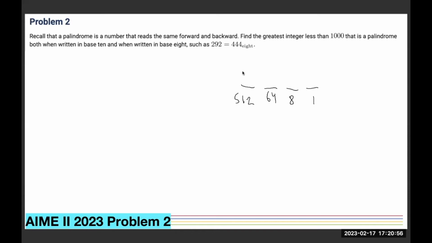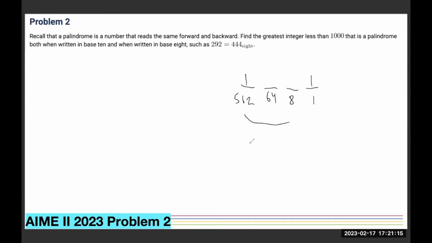And if it's anything greater than 2, it'll be even bigger, so that's not going to work. And of course, if it's 0, then this place goes away and we're left with a 3-digit number, right? So the only way we could have a 4-digit number in base 8 that satisfies the conditions is if this digit was 1. But because it has to be a palindrome, this digit is also 1.